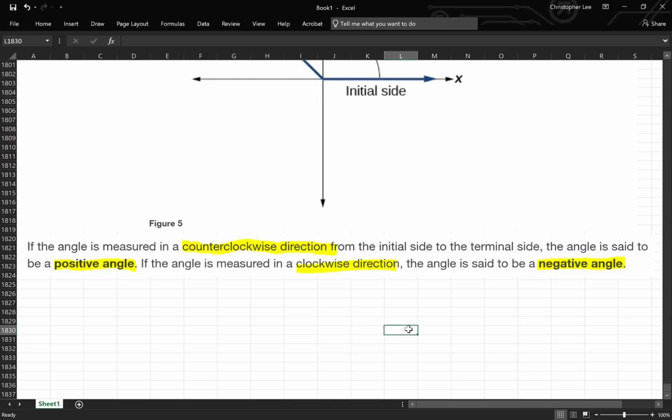So if the angle is measured in a counterclockwise direction from the initial side to the terminal side, the angle is said to be a positive angle. But if the angle is measured in a clockwise direction, the angle is said to be a negative angle. All right?